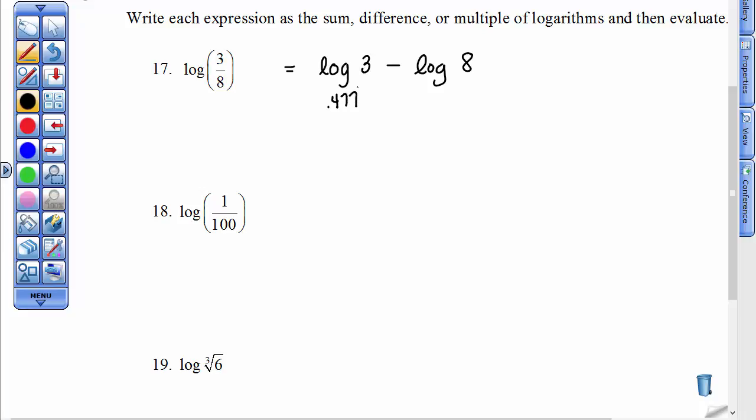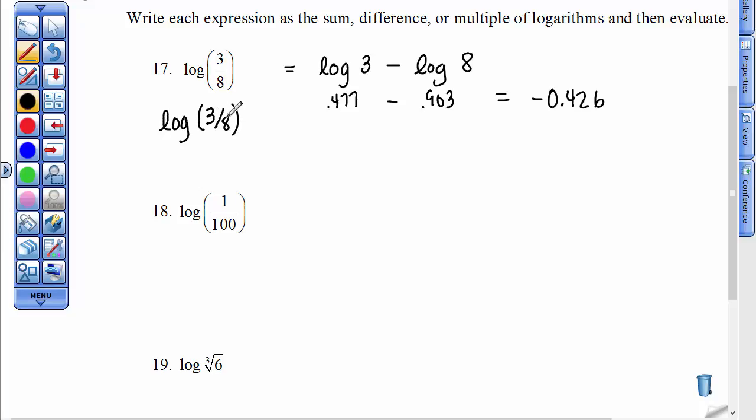The log of 8 is 0.903. So when I subtract 0.477 and then take away 0.903, I get a negative 0.426. You could also take on your calculator, just hit the log key, open parentheses, 3 divided by 8. Please don't type log 3 divided by log 8. This is not a change of base theorem.